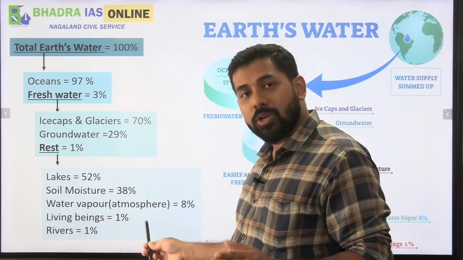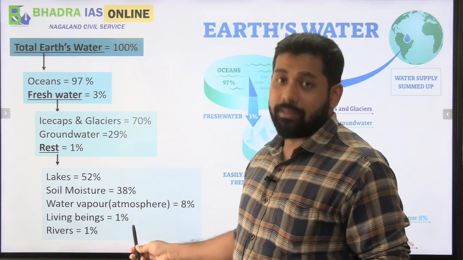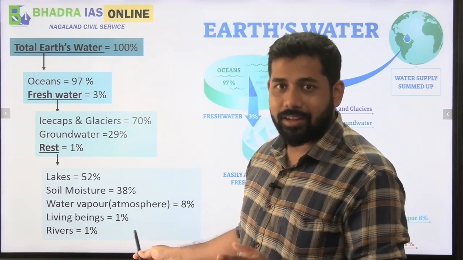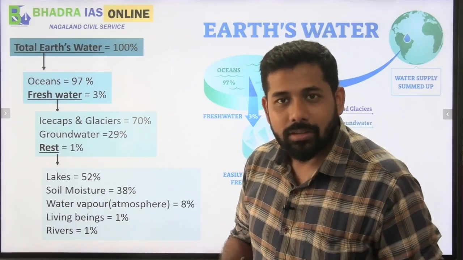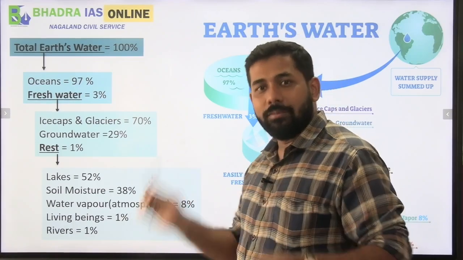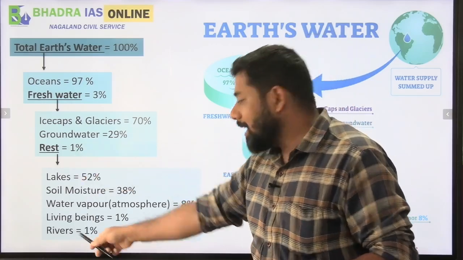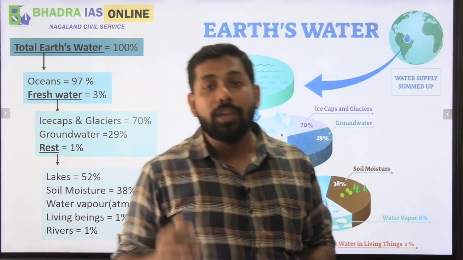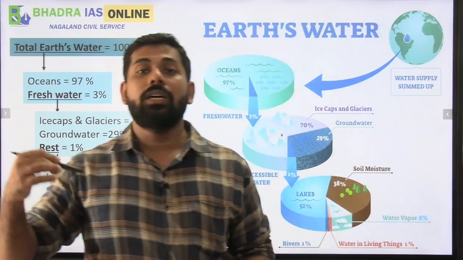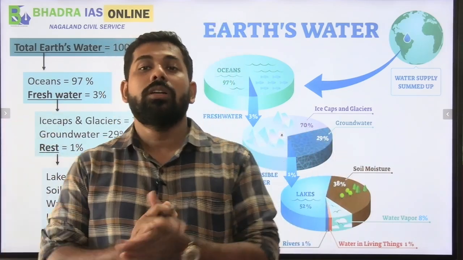Water vapor in the atmosphere accounts for 8%, and living beings like you and me, whose bodies are also made up of 70% water, account for roughly 1% out of this rest 1%, and rivers also account for roughly 1%. So this is the overall classification of how water is available throughout the world.